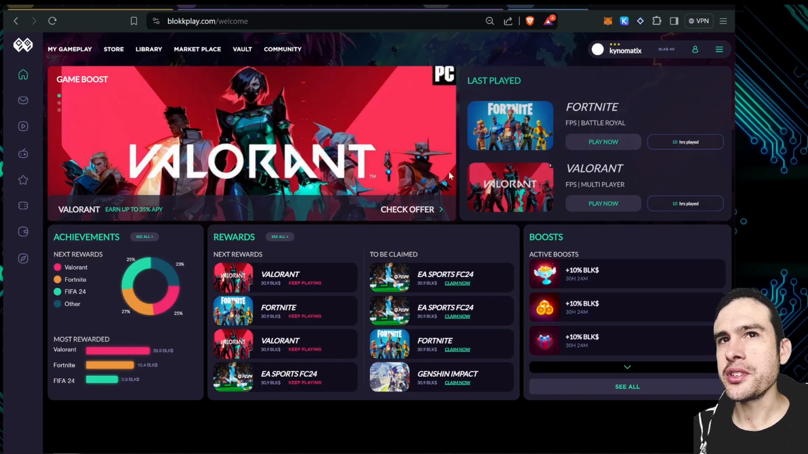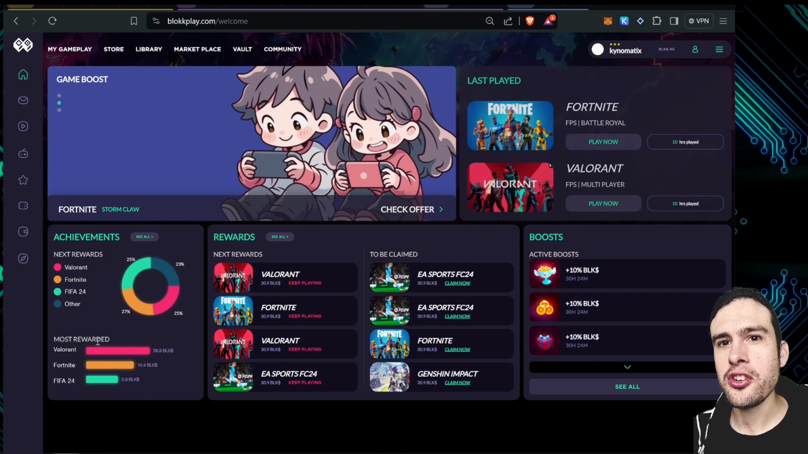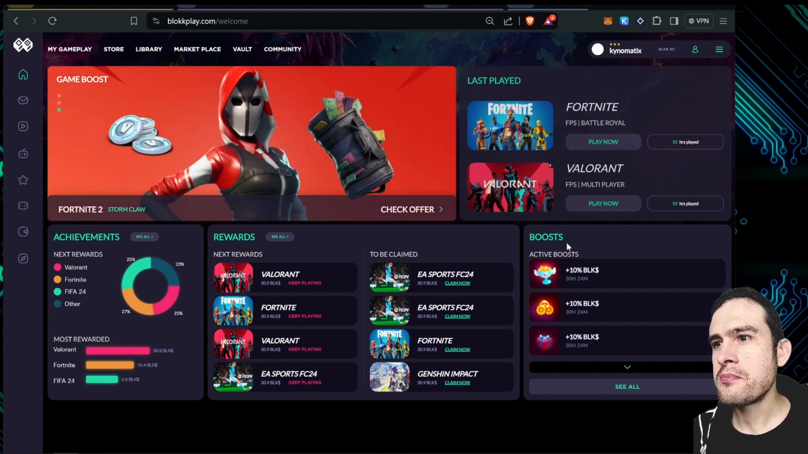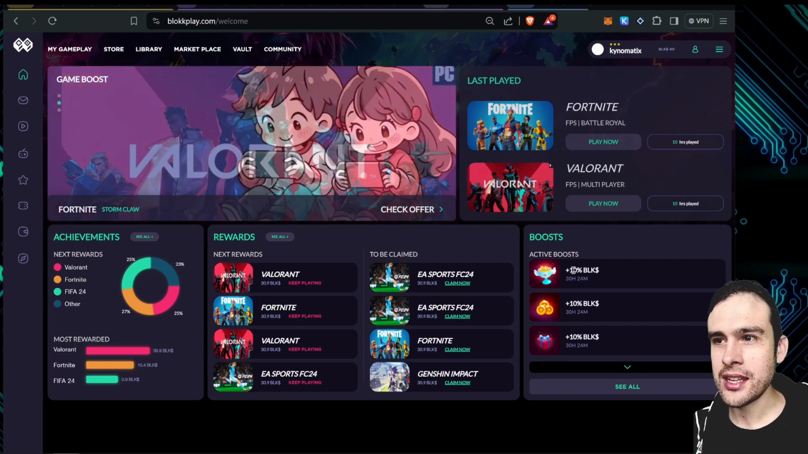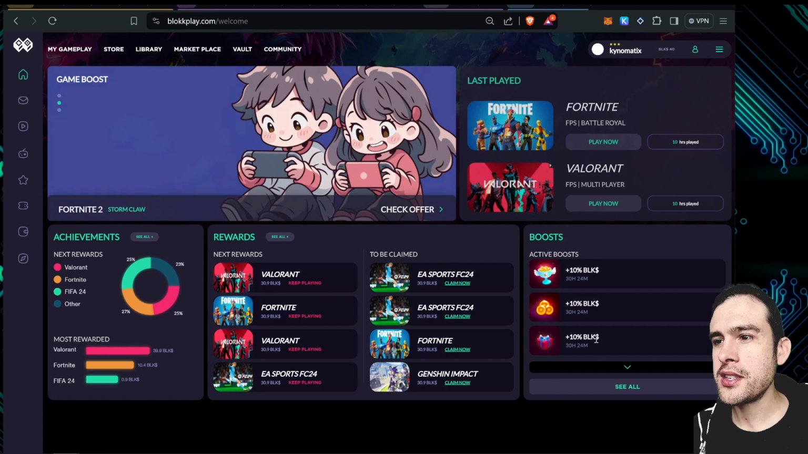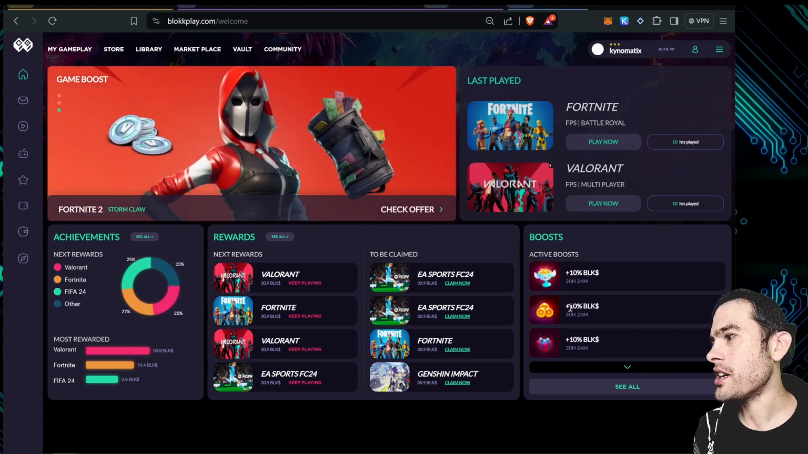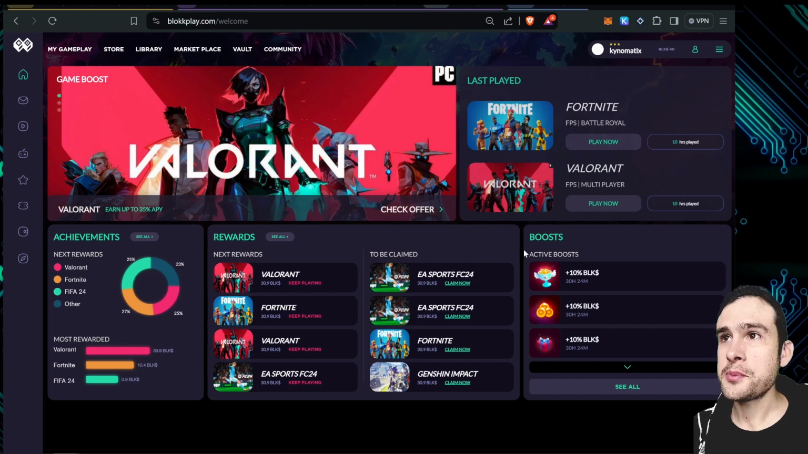I mean, this dashboard looks really nice. You can see your achievements, your most rewarded, rewards, boosts, because they'll have points boosts, right? It's like all of the airdrop farming we're all used to, right? Even talking about Sanctum with their 2x point boost, they'll have points boosts in here as well. So anyway, it's worth checking out, and I think it's worth following this project for sure.